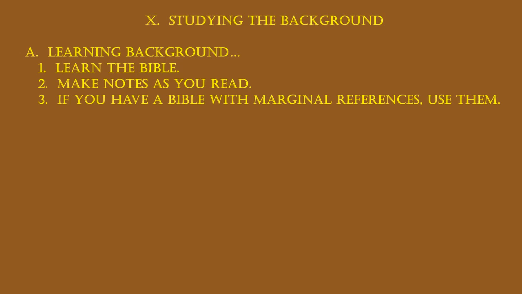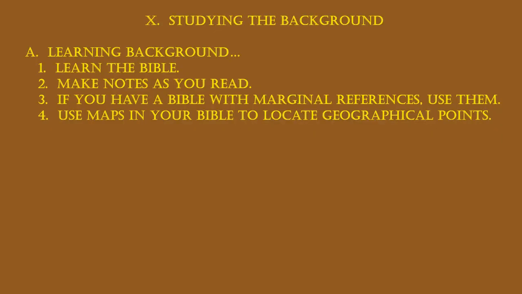Third, if you have a Bible with marginal references, use those marginal references. Often New Testament verses have their link back to an Old Testament reference. And then fourth, use the maps in your Bible to look at geographical points when it's talking about a particular place. Try to find that. Look at that so you have kind of a visual idea. For example, if you read Joshua, then look up all of the places that are mentioned in Joshua. You'll kind of understand the plan that God had of the conquest of the land of Canaan.